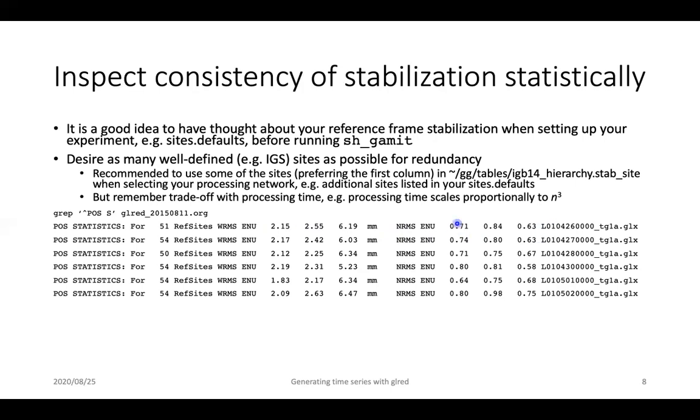If you find that these numbers are particularly large, you might have some issues with an outlier or something like that. Generally, glorg takes care of that kind of thing, outliers, pretty well, but sometimes you need to do a little bit of extra work just to hunt down where some of these higher numbers are coming from. But this is pretty typical of a well-defined network stabilization.